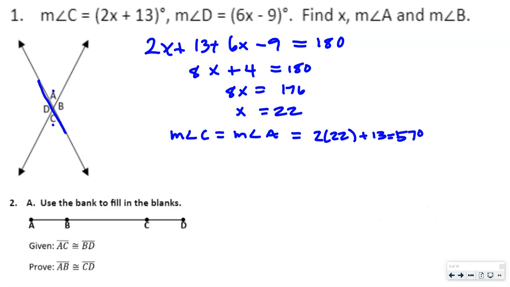So then it's asking us for the measure of angle B. Isn't that going to be equal to the measure of angle D? So the measure of angle D is equal to the measure of angle B, again, because they're vertical angles. So here we're going to do 6 times 22 minus 9, and when we do that, we get 123.